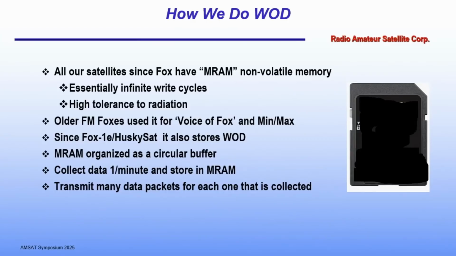And MRAM is organized for the whole orbit data as a circular buffer. We typically collect one data set for whole orbit data per minute and store it in MRAM. But you saw in the previous talk, we send a lot of data packets out of MRAM, so they are transmitted a lot faster.